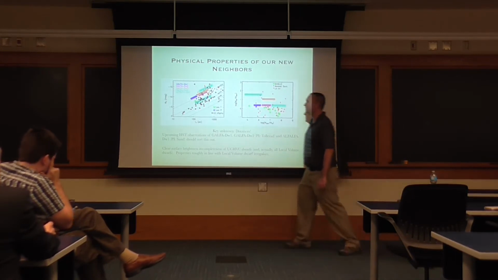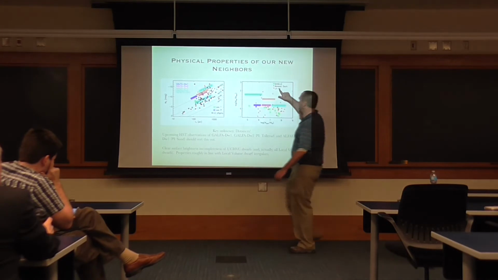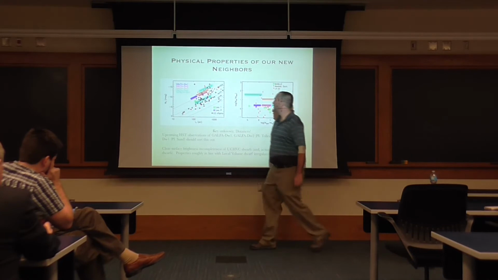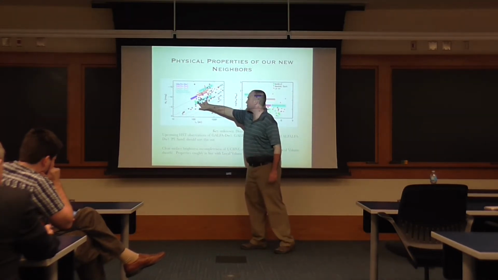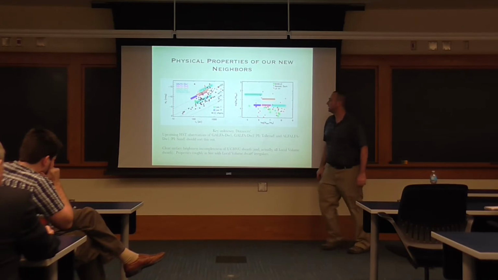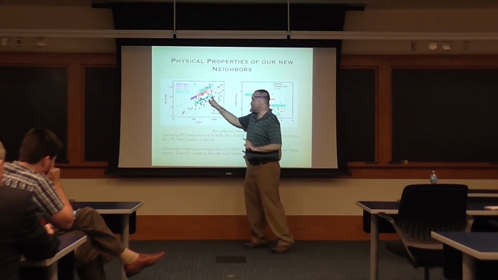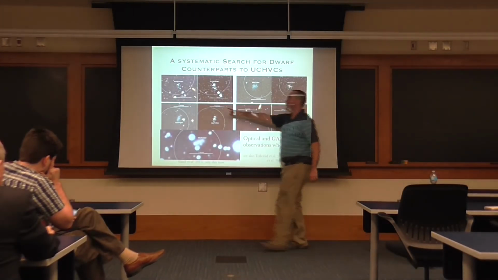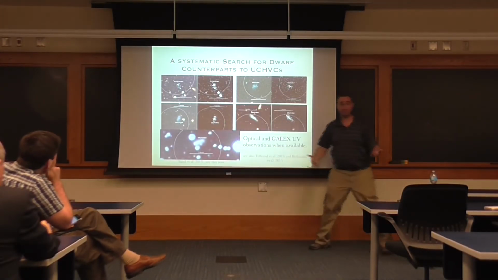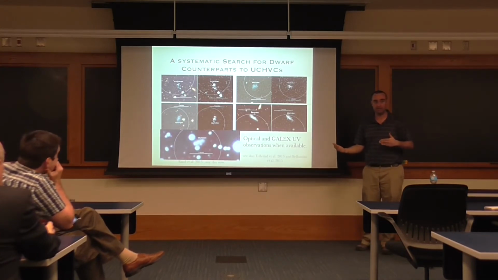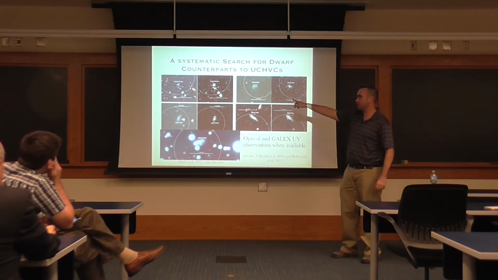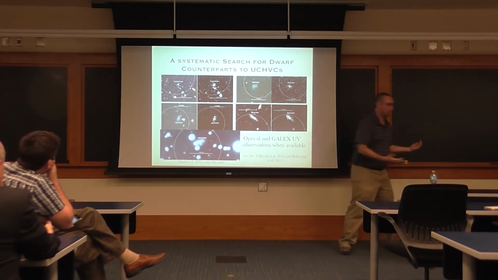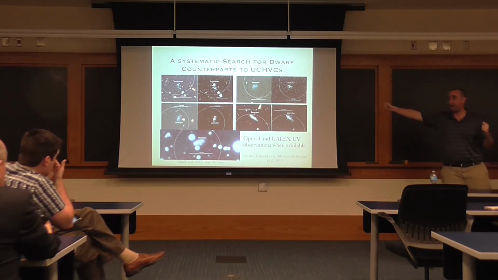A couple things to notice. They sit with the other dwarf irregulars in the local volume. They're just dwarf irregulars. Here are some other gas-rich dwarfs in the local volume. This galaxy up here was only found in very deep CFHT data and in our own Magellan Megacam data. If you look in SDSS, there's nothing there. So it tells us we have some obvious surface brightness limit, because if you go deeper, you find more things.